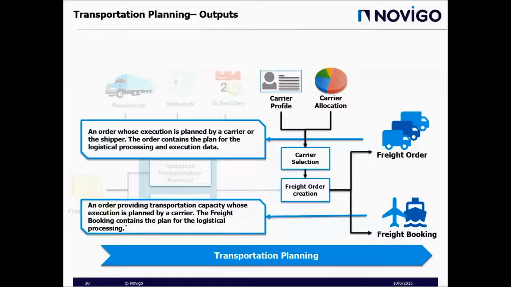The major difference between freight order and freight booking is the mode of transportation. Basically, if we use planes and ships for our transportation, we call that object freight booking. If we use trucks and trains, we call it freight order. As you can see, we can also have the carrier selection while creating freight orders and freight bookings. If we do this, there is no need for doing tendering and subcontracting on next steps. While doing carrier selection, the system takes some factors like carrier profile and carrier allocation into account.